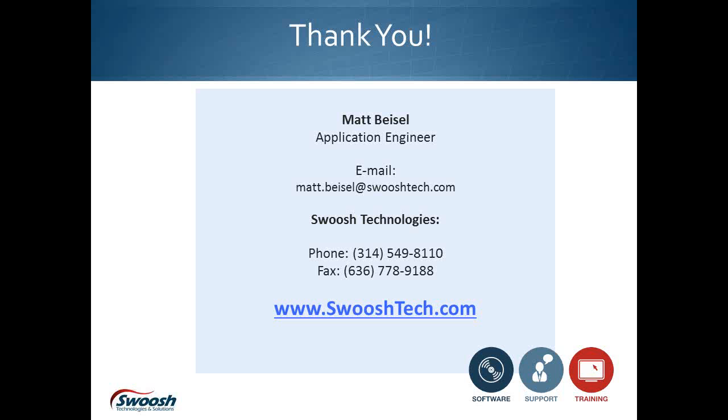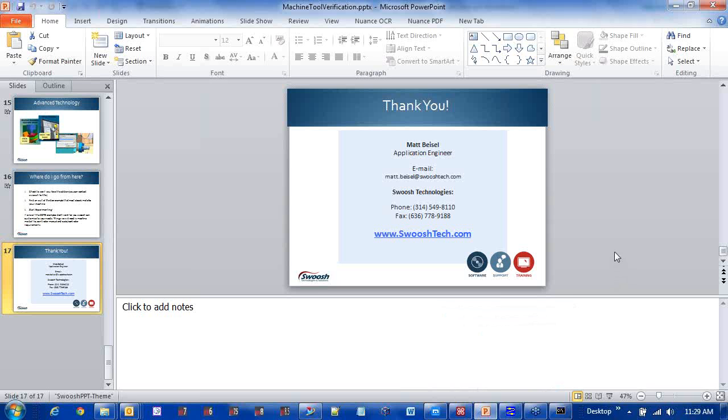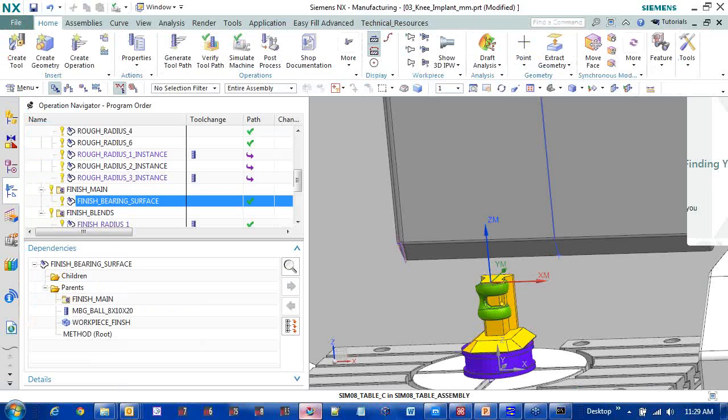Yes, you can go ahead and simulate your own G-code. Let me go ahead and show you that real quick. Like one of our examples here, we were just looking at this finished bearing surface. Each one of the simulation files has a post and simulation and kinematic models, all that fancy stuff.